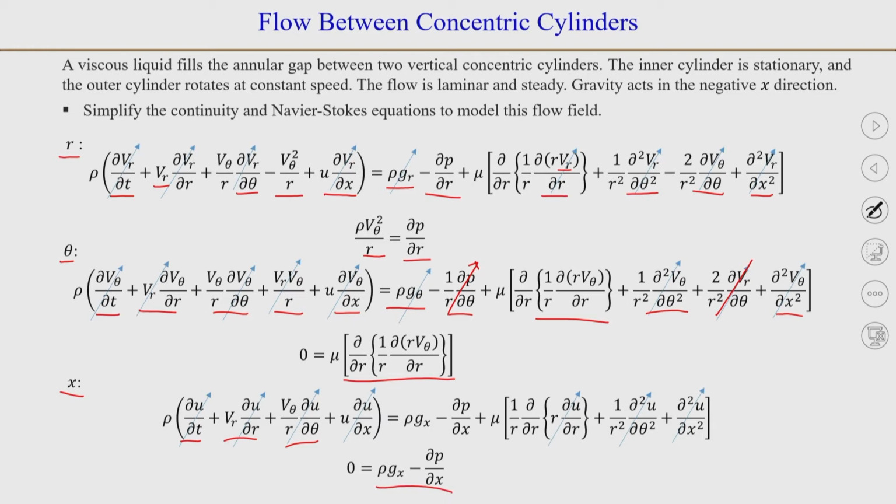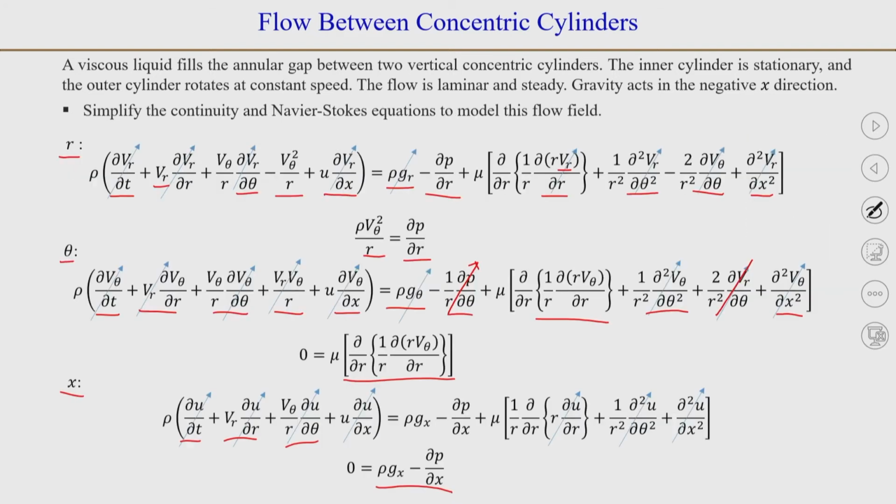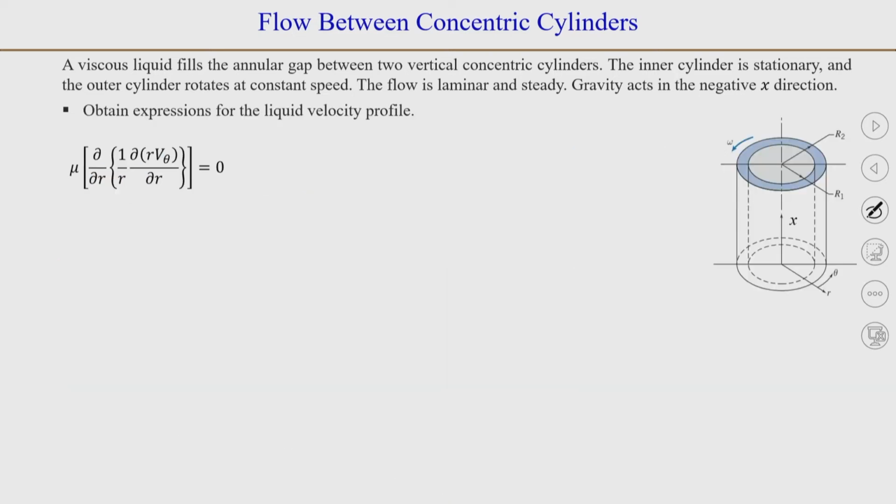And there is rho g x minus dou p by dou x. So, you will have a hydrostatic pressure gradient along the vertical direction. Now, we will take this term and integrate it so that we can find the velocity profile.